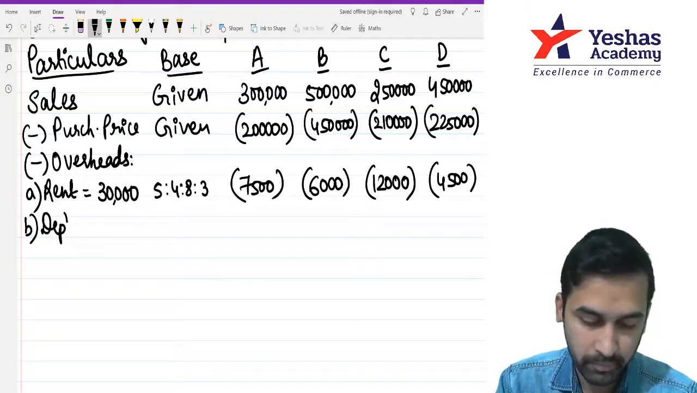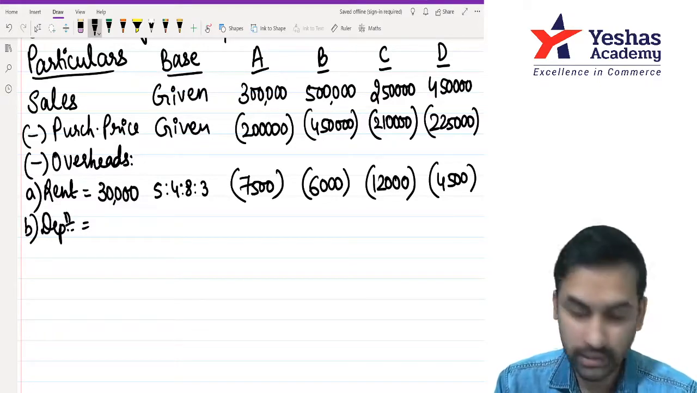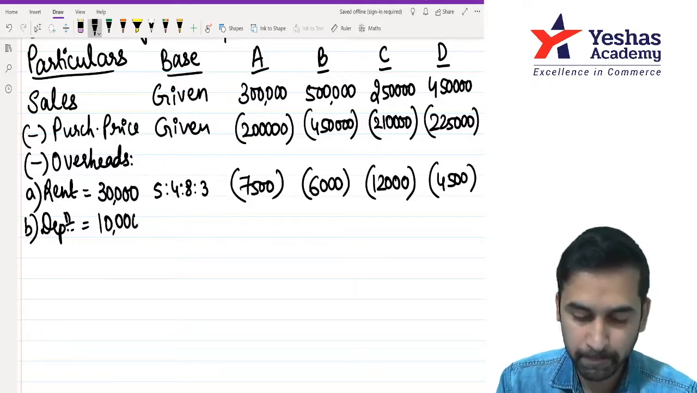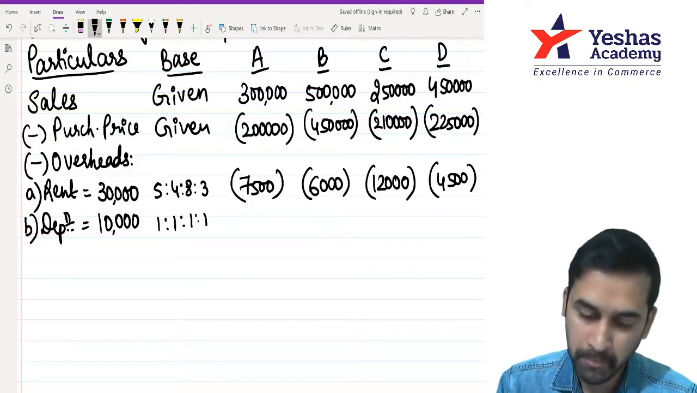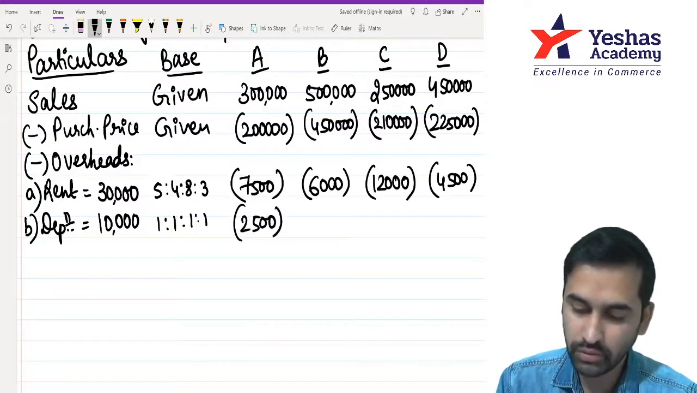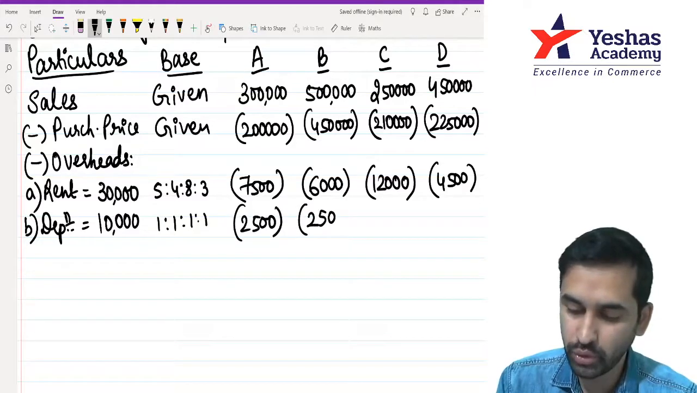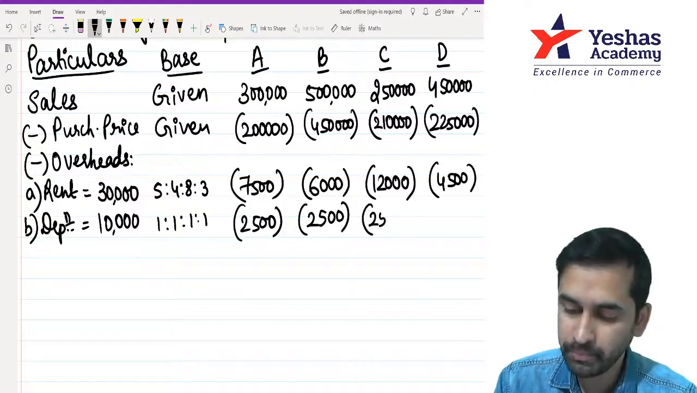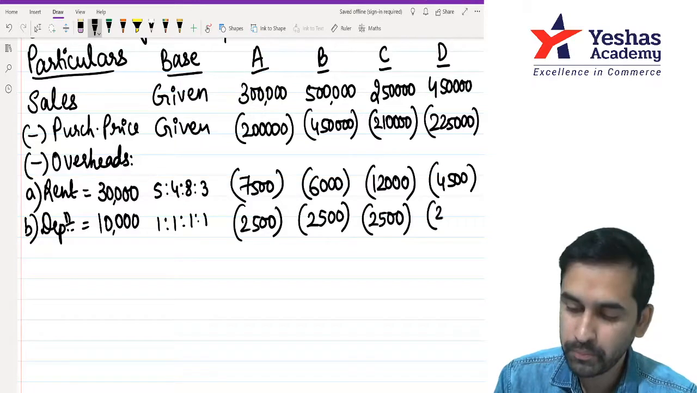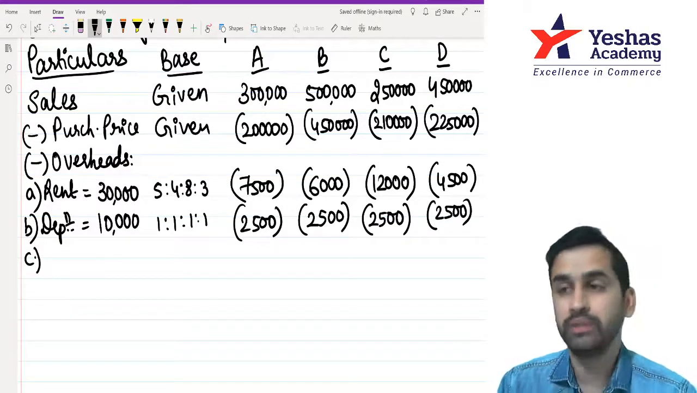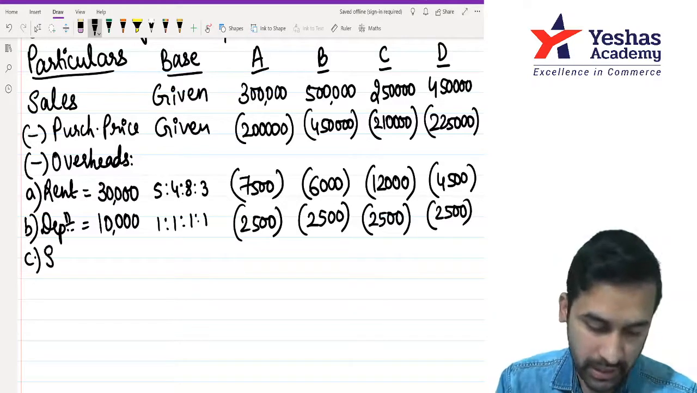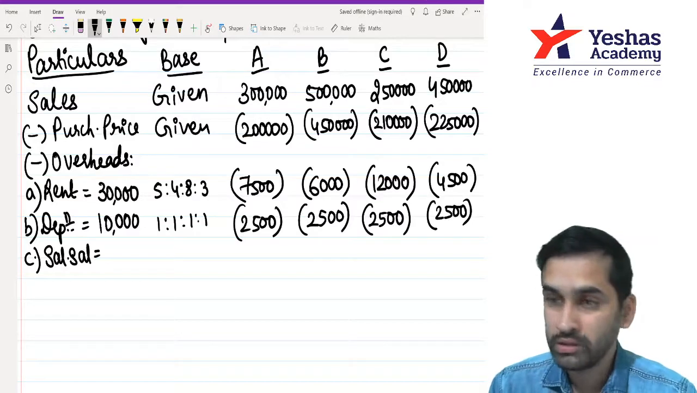Next, depreciation, 10,000 rupees. They said equal ratio, so write as 1:1:1:1. Simple. So 2,500 will go to all 4 products. Next, salesman salary, 60,000.